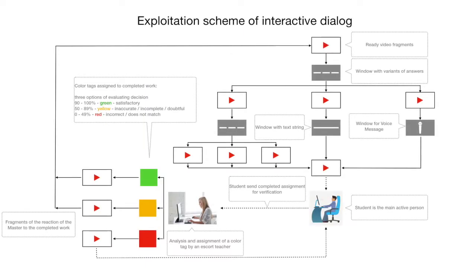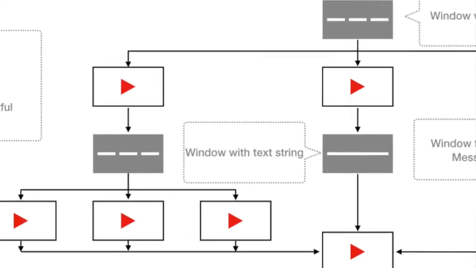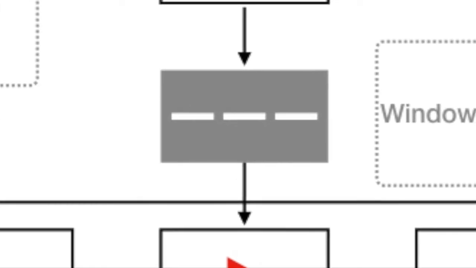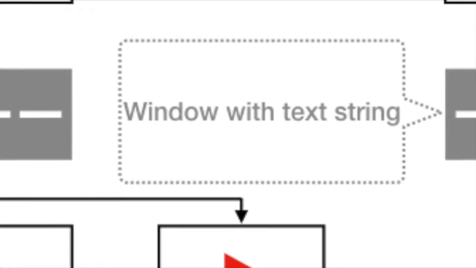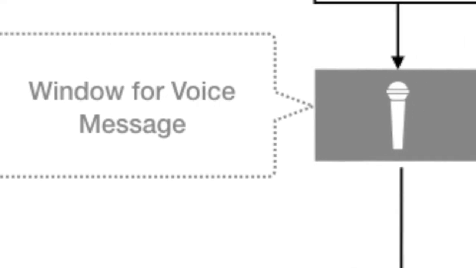An interactive dialogue is a set of pre-recorded video fragments according to a script compiled in the project office. Intervals between fragments are windows for a reaction from the student. We recognize 3 elements of such reactions. The first element is a ready-made answer option. The second element is a line for entering text from the keyboard. And the third element is the student's voice message to the device's microphone.